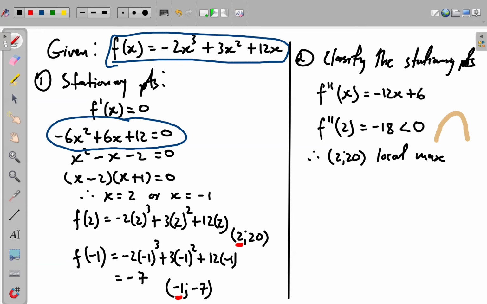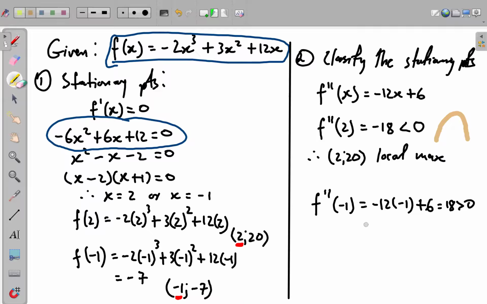Then we're going to do the same thing with the -1. We're going to substitute a -1 into the second derivative. And I hope you see as well, that's actually a 12 plus a 6. Yes. And that looks like a +18, which is obviously a positive number.